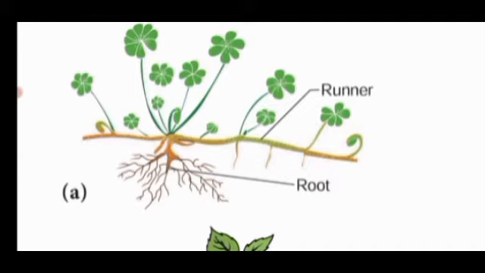So the runners are slender, prostrate, branching creepers on the ground, rooting at the nodes. When we cut the runner at any region, the daughter plant, or mother plant, has the ability to develop into a new plant.